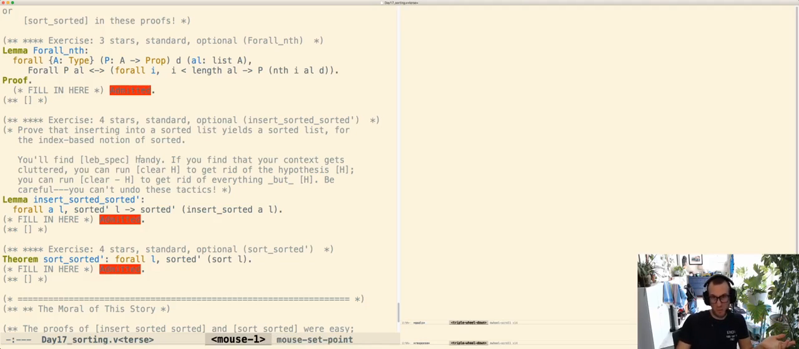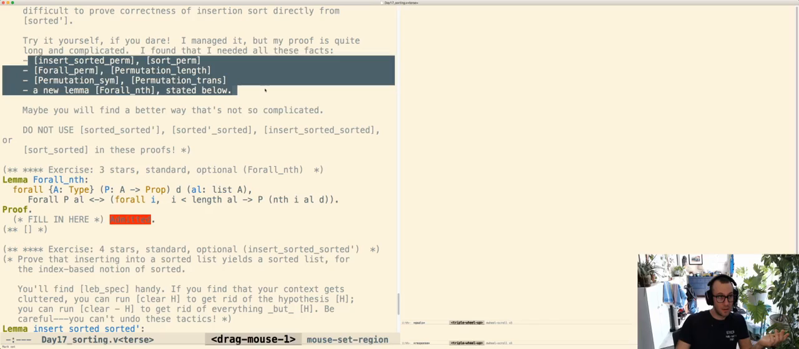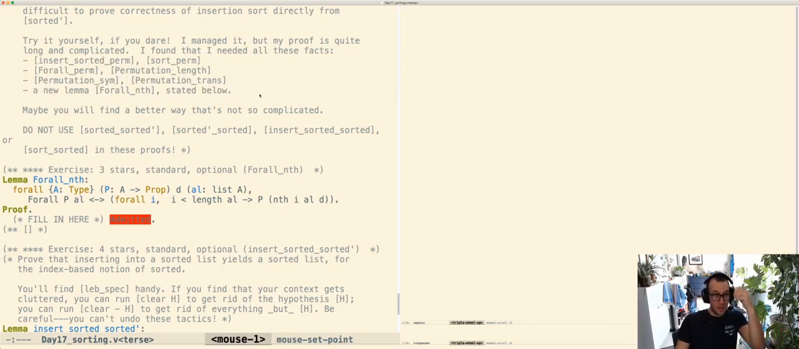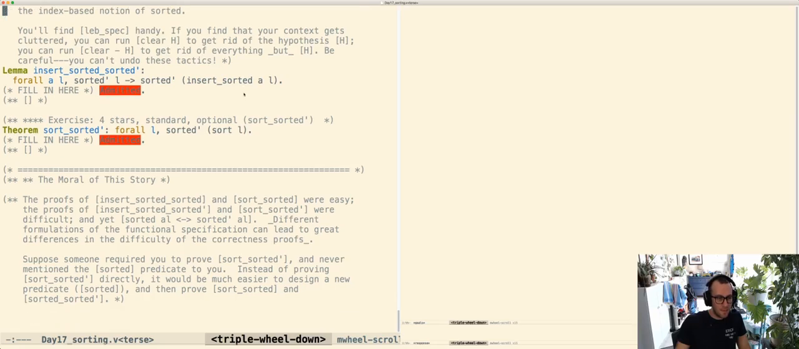This is a hard proof. It's really long. It's pretty complicated. You need tons and tons of lemmas. It's quite a thing. It's honestly quite a thing. And I think there's kind of a moral here.